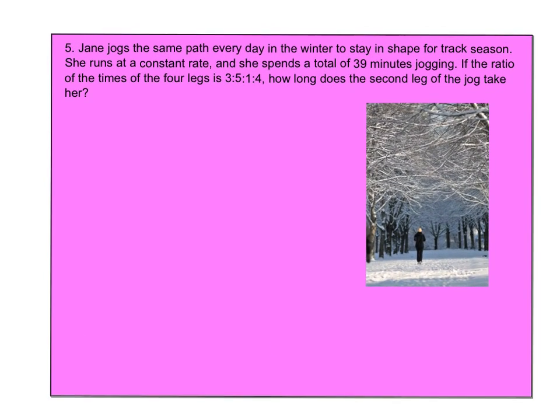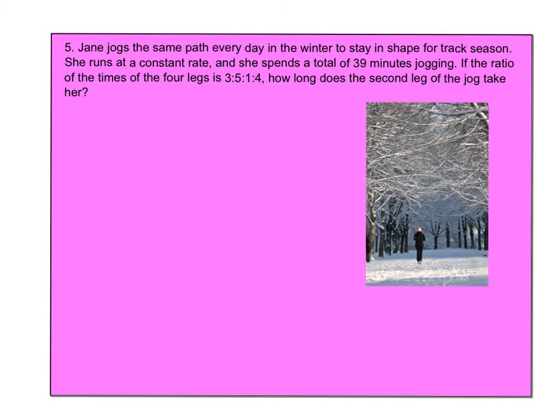So Jane jogs the same path every day in the winter to stay in shape for track. She runs at a constant rate. She spends a total of 39 minutes jogging. The ratio of the times of the 4 legs is 3, 5, 1, 4. How long does the second leg of the jog take?